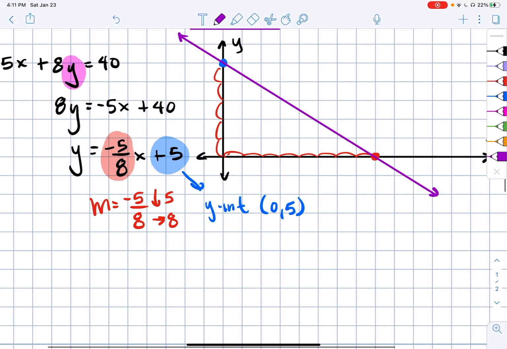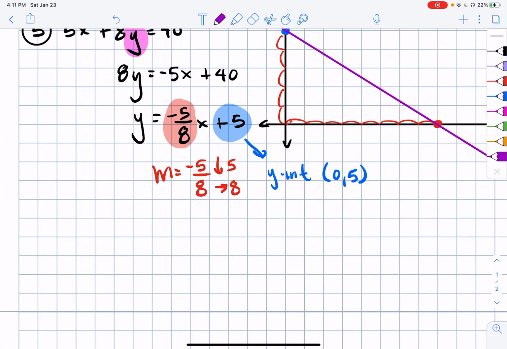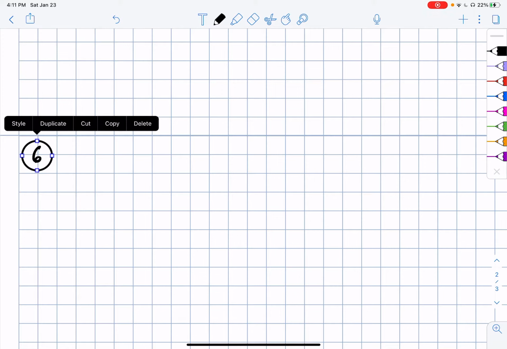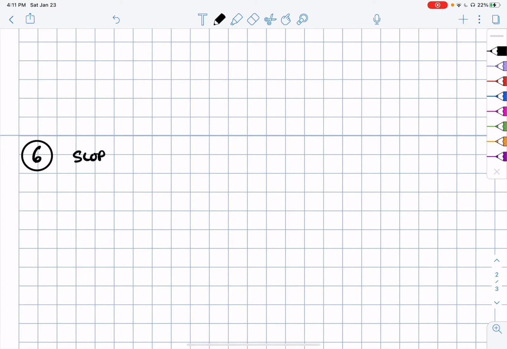Okay. All right. So number 6. Let's actually go to the next page. What does number 6 ask for? So it gives me that the slope is 2, and it goes through the point -3, -1.